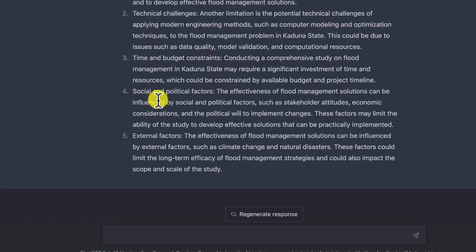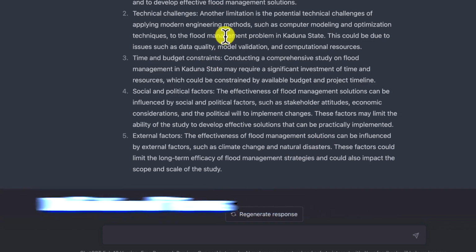You can see social and political factors. We have all this, and then we have external factors such as climate change and natural disasters. It gives us all the details in terms of the limitations. So the last thing we may want to consider at the introductory part is some definition of key terms.